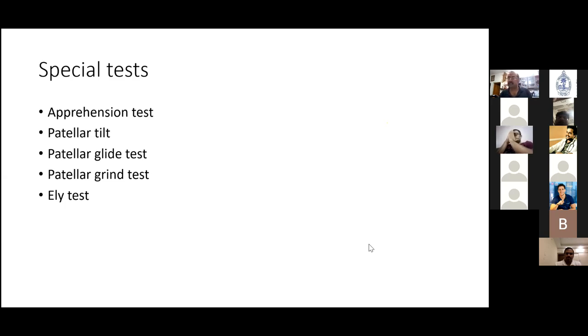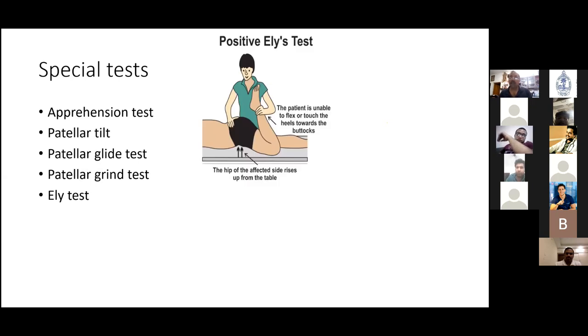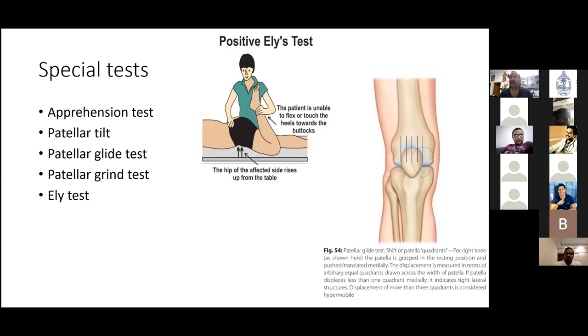What is the Ellis test? The Ellis test is to look for quadriceps tightness. You make the patient lie prone and try to flex the knee. At that time the affected hip goes up. That shows the quadriceps tightness. So that is another soft tissue cause for patellar dislocation. So that is how you look.